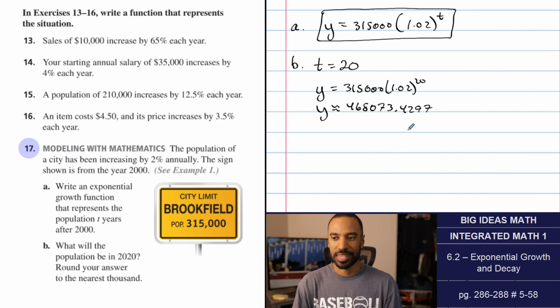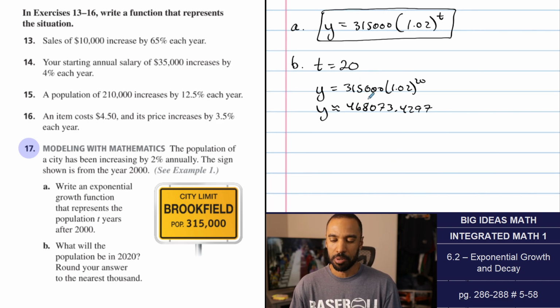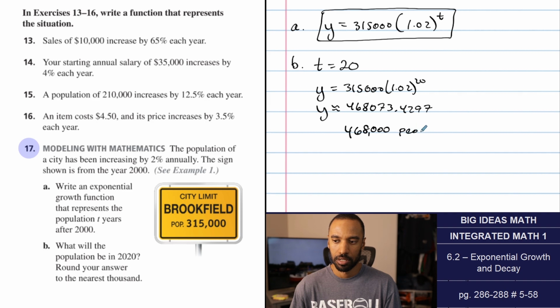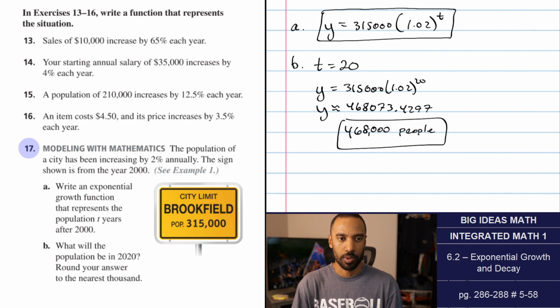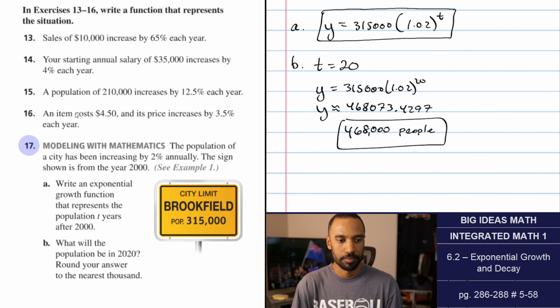They said round to the nearest thousand, not thousandth. These are people. So 468,000, I think, will be the buck as long as it was 500 or less than 500. We're going to do 468,000. So 468,000 people will be the population. I assume this is people. Will be the population of Brookfield in the year 2020 if this all holds up.